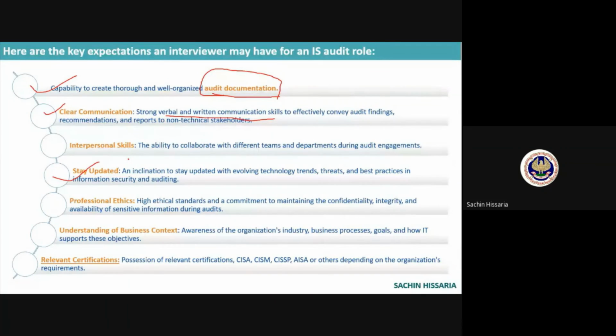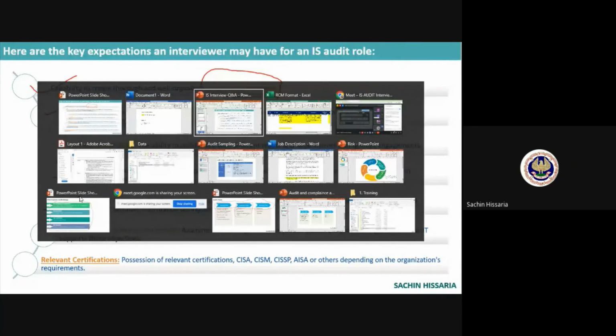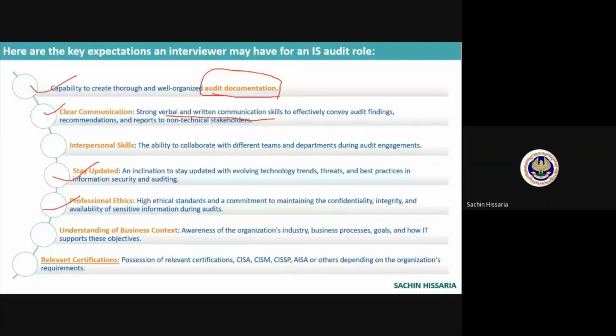For example, suppose in India the DPDP law is applicable now. Likewise, we need to keep ourselves updated on all the requirements. We should have professional ethics. What are the professional ethics standards which are there? For that, you can refer to the ITAF frameworks.